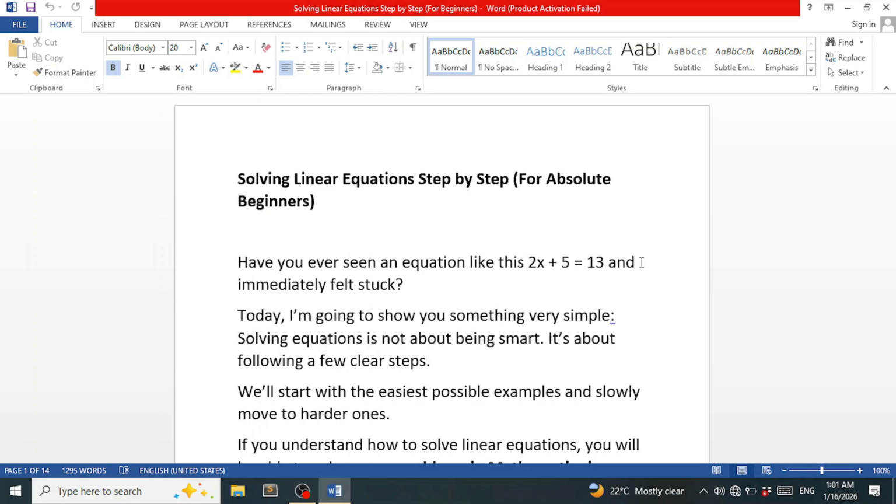Have you ever seen an equation like this? 2x plus 5 equals 13 and immediately felt stuck? Don't worry, because today I'm going to show you something very simple. Solving equations is not about being smart. It's about following a few clear steps.